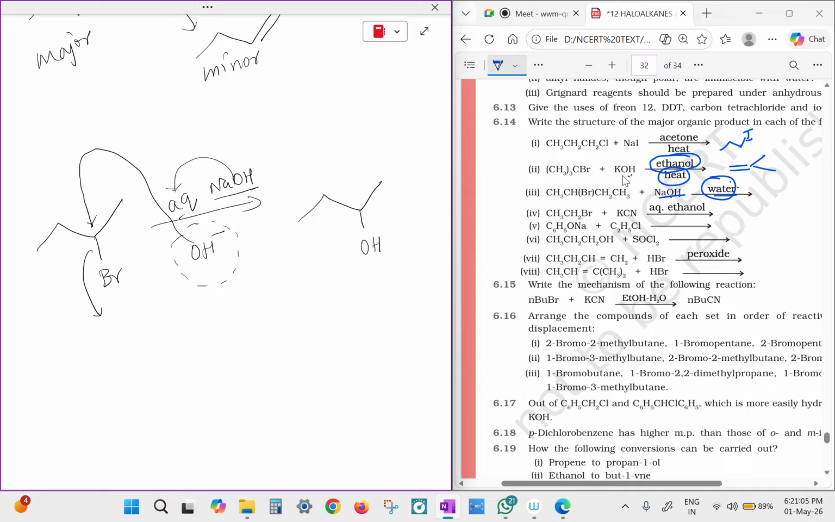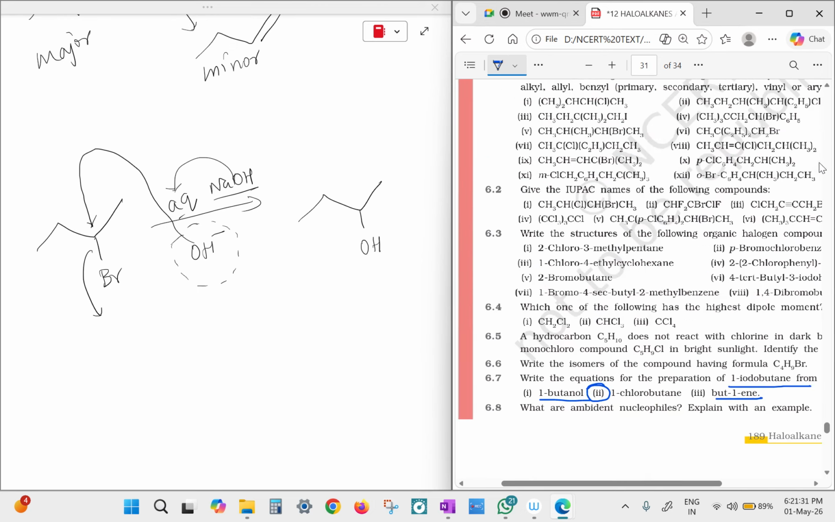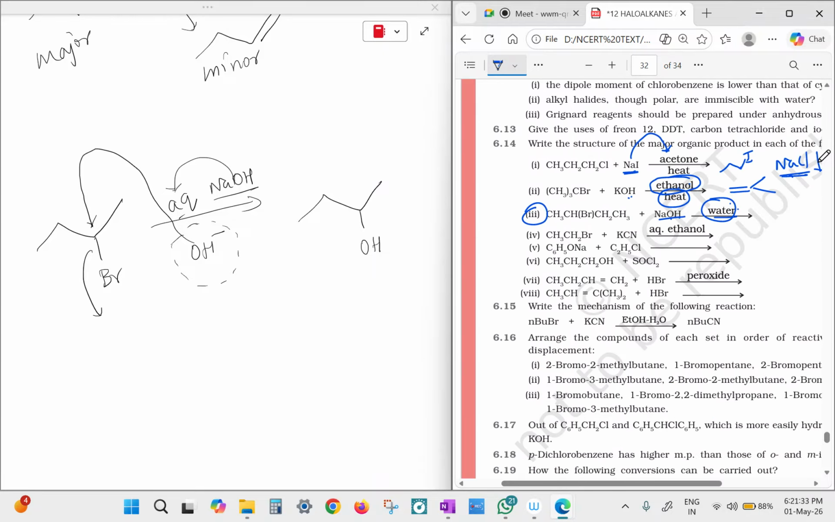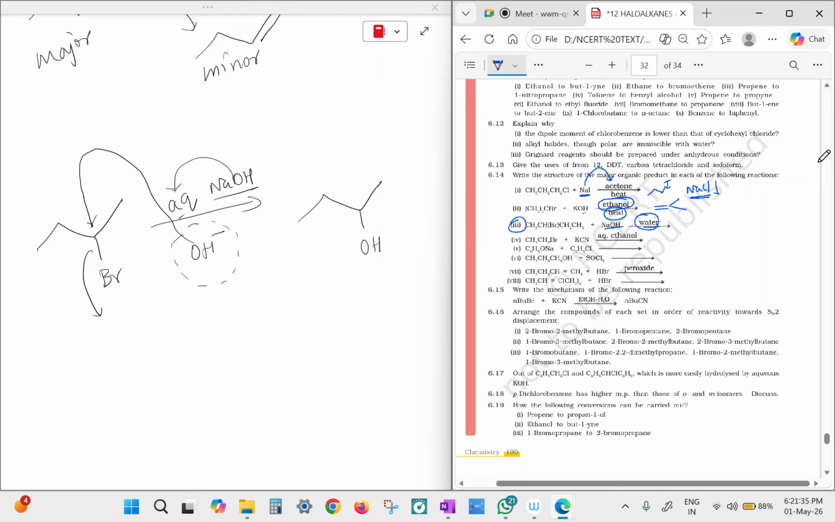Ma'am, will the Cl come out as NaCl? In which case? In this third case? The first case, obviously. In the first case, yes, NaCl. That was the driving force for the Finkelstein reaction. This is soluble in acetone, and this is insoluble in acetone. And because of it being insoluble in nature, the reaction gets pushed in the forward direction.